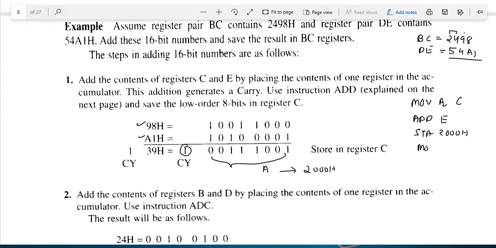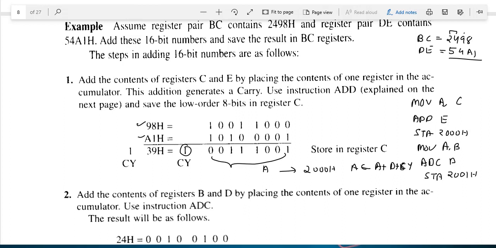After that, we move the upper byte, for example the B byte. So what we will do, MOV A, B. In this way the content of B will move to A. Then we again do ADC D. So ADC D means A plus D plus the carry flag. So the result will be stored in the accumulator. Then we will store the higher byte of the result at location 2001H.